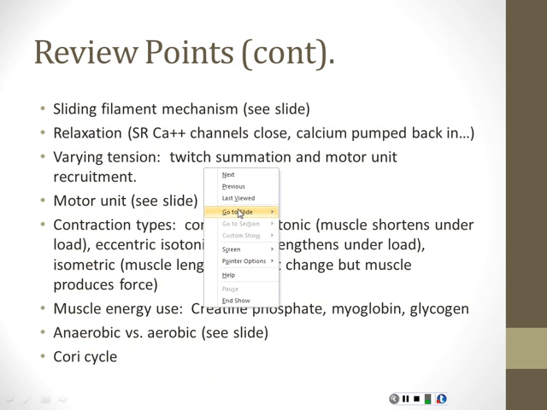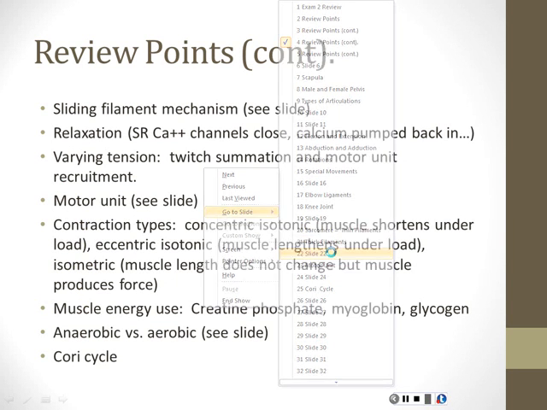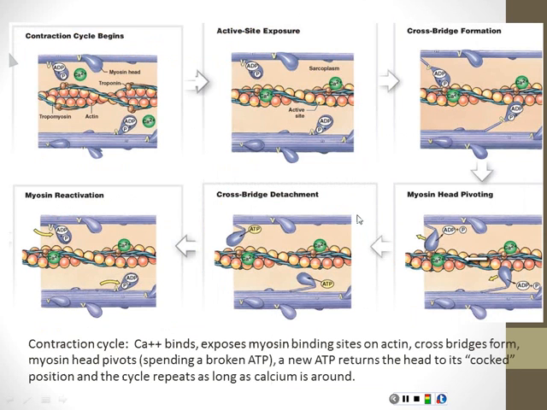After that, we get into the, where are we? Is it this one? Yes. We get into the contraction cycle.